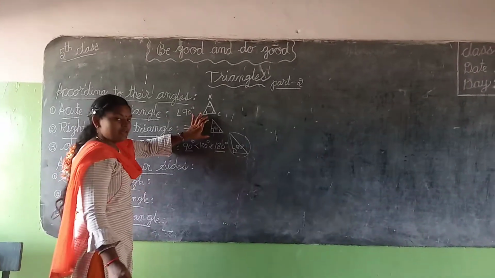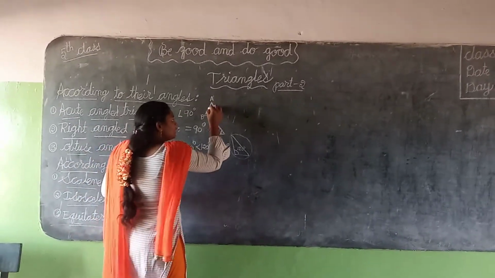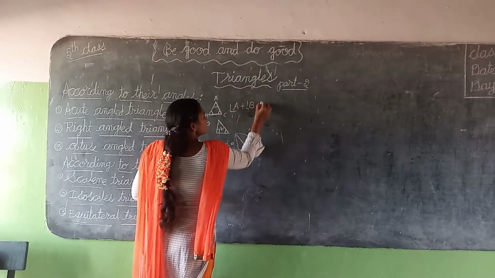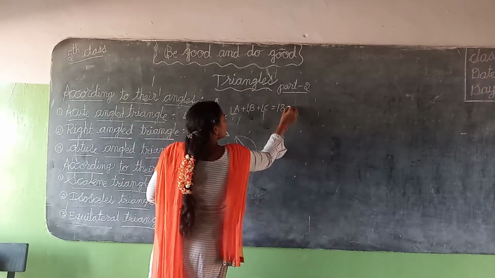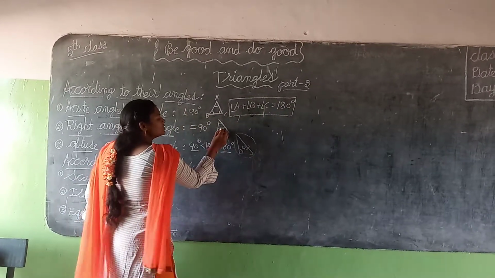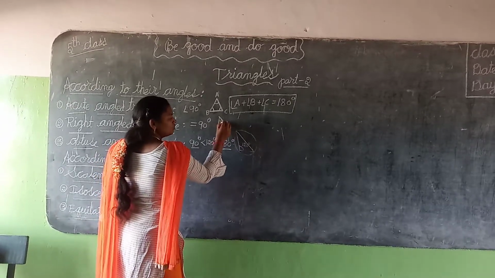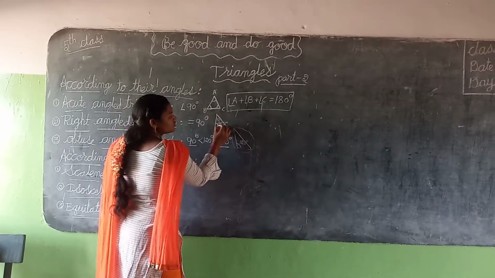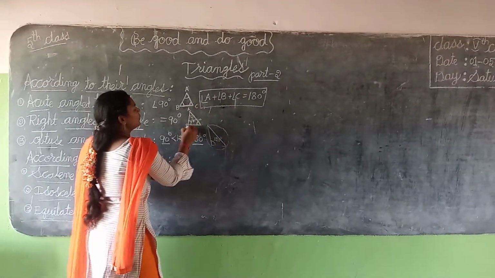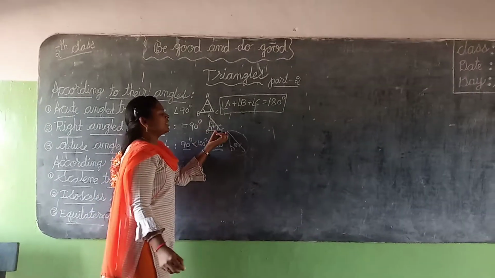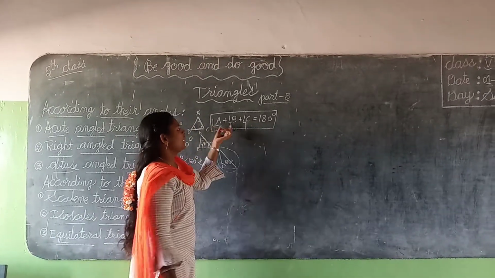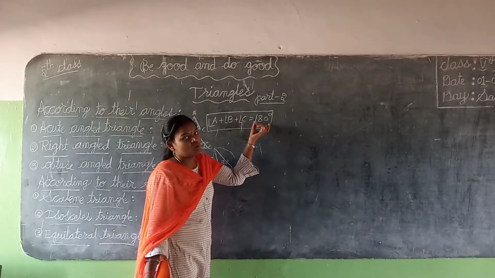Last class we discussed that the sum of the three angles of a triangle is always 180 degrees. In this triangle, one angle is 90 degrees and the remaining two angles are 45 and 45. So 90 plus 45 plus 45 is 180 degrees. Remember carefully: angle A plus angle B plus angle C is equal to 180 degrees.